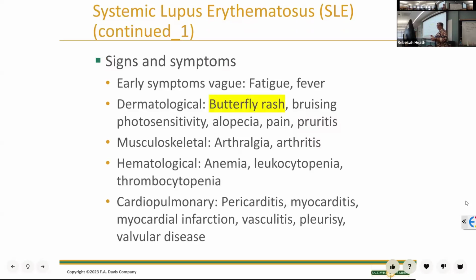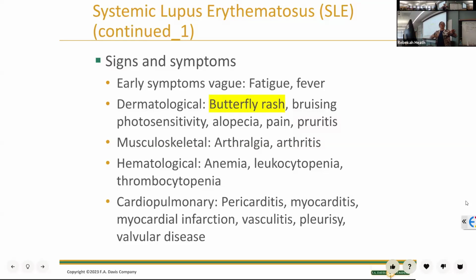So signs and symptoms, this butterfly rash, I feel like that's an NCLEX. There's always an NCLEX question that has butterfly rash and it's talking about patients with lupus. It's a reddened rash that goes over the skin, shaped like a butterfly. Early symptoms are really vague, right? They're just tired. They might run slight fevers, but they might feel like they have a cold. But then they have these rashes, bruises.